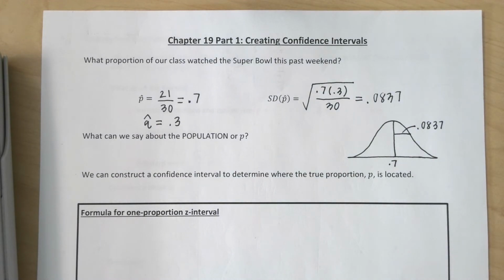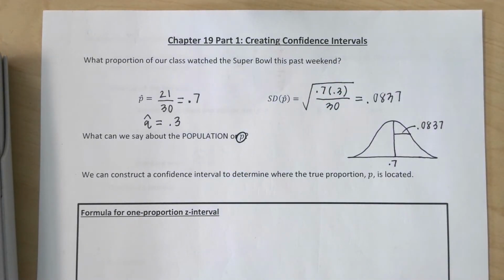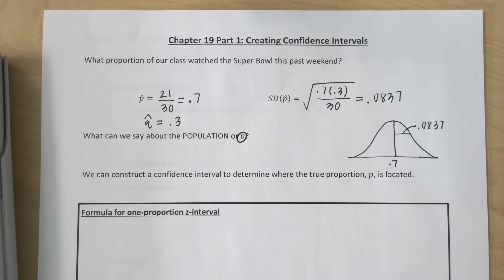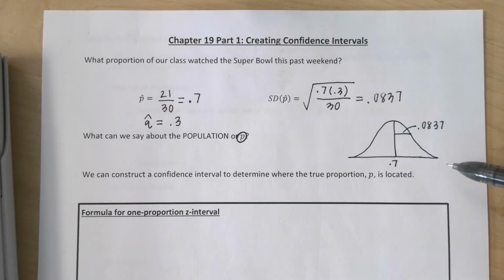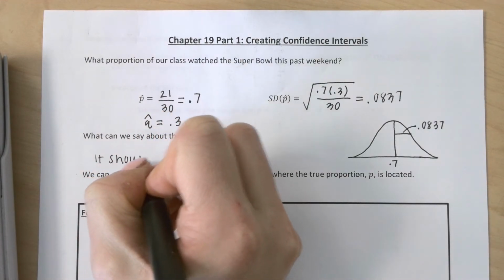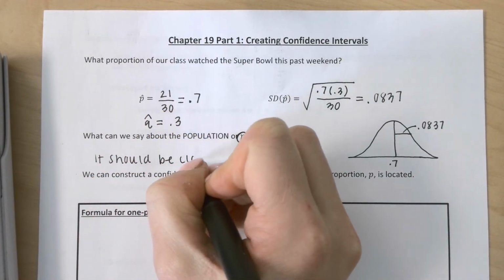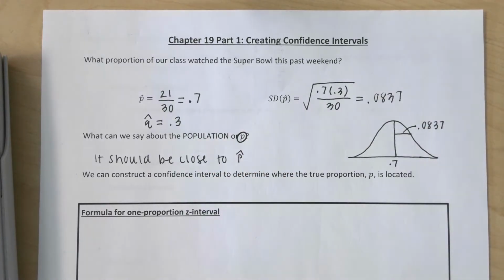So I may not know exactly where that true population proportion is. I might not know exactly where P is located, but I can get an idea of where it should be located based on this normal model. So what can we say about the population, or P? It should be close to P hat. Okay, but today we're going to focus on just how close we are expecting it to be.